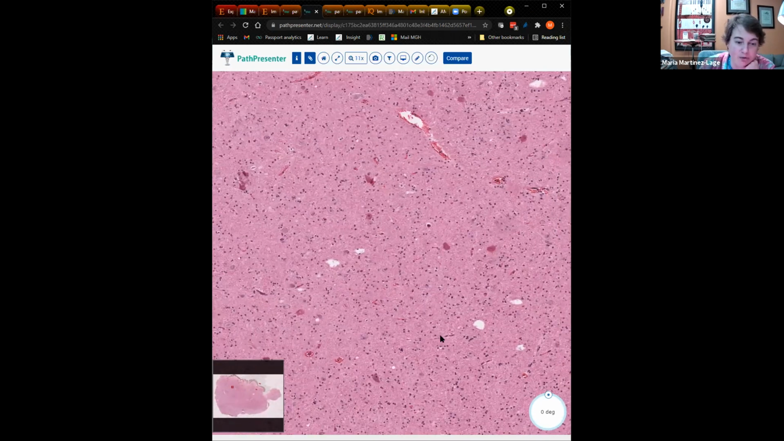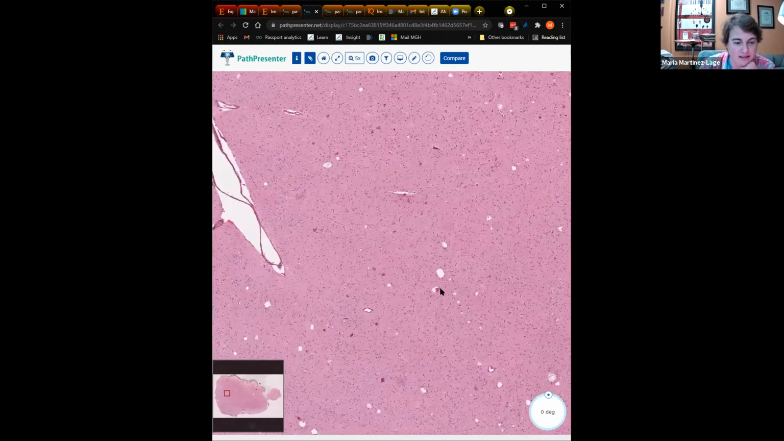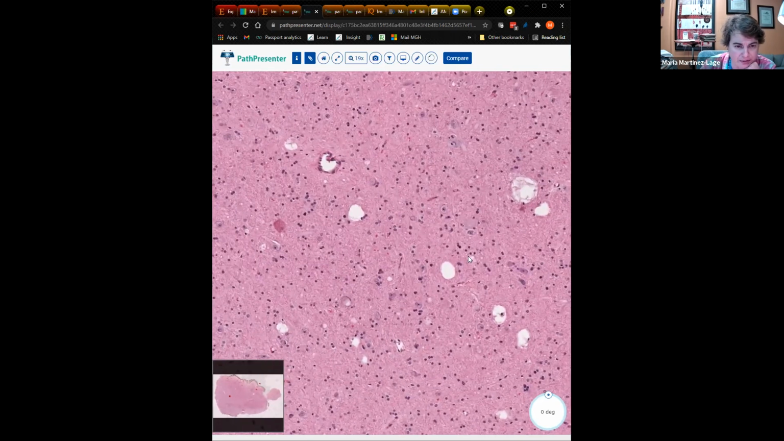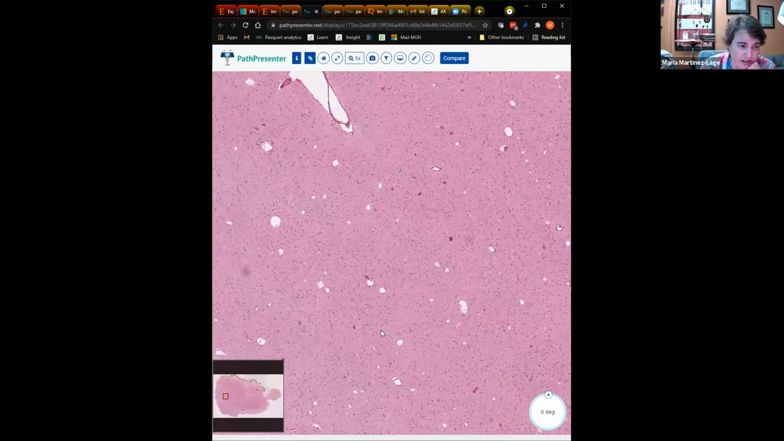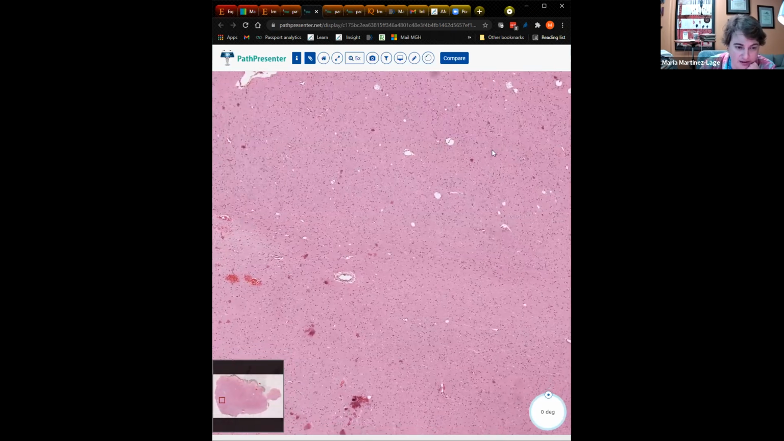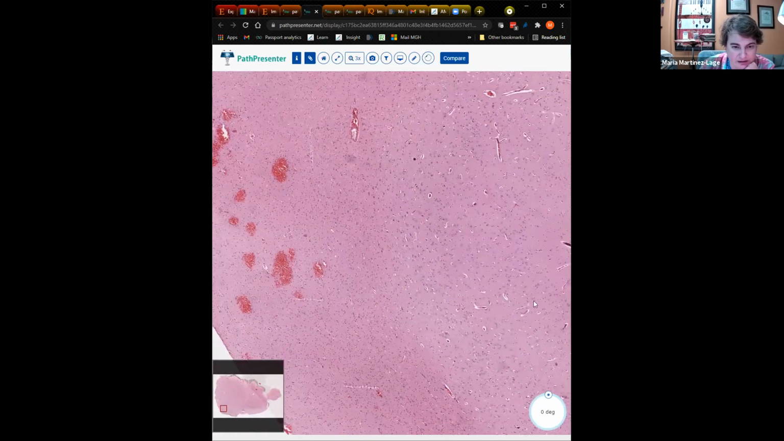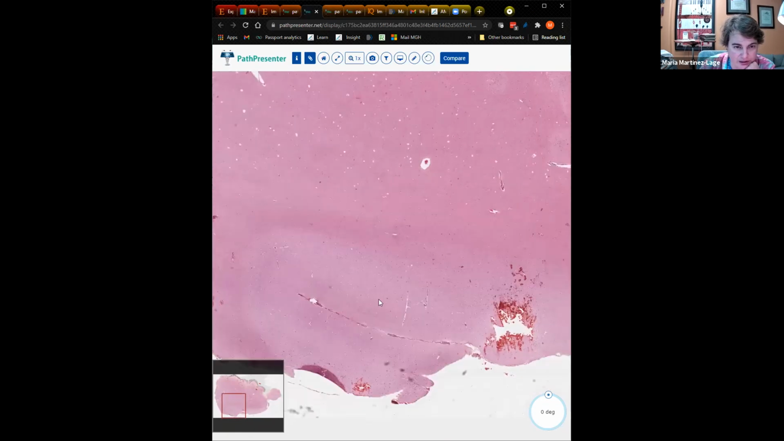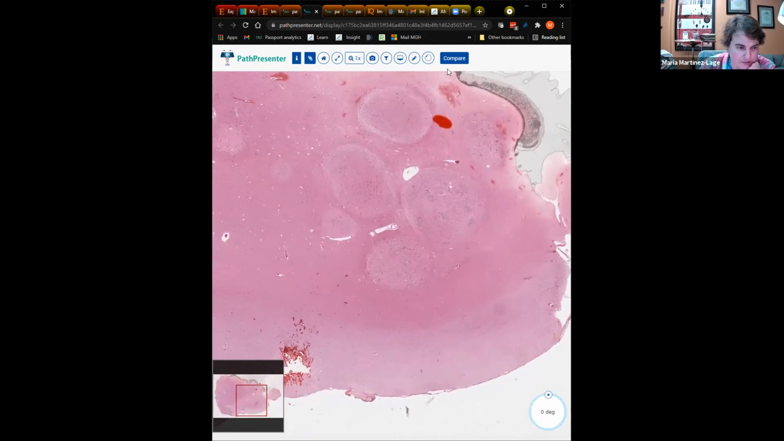So gangliogliomas are slow-growing tumors. They can be associated with epilepsy. They are one of the other characteristic lesions that appear with a cyst with a mural nodule on imaging. Typically they are supratentorial, very common in the temporal lobe rather than other areas of the brain. Here's cortex. So we are potentially in the temporal.